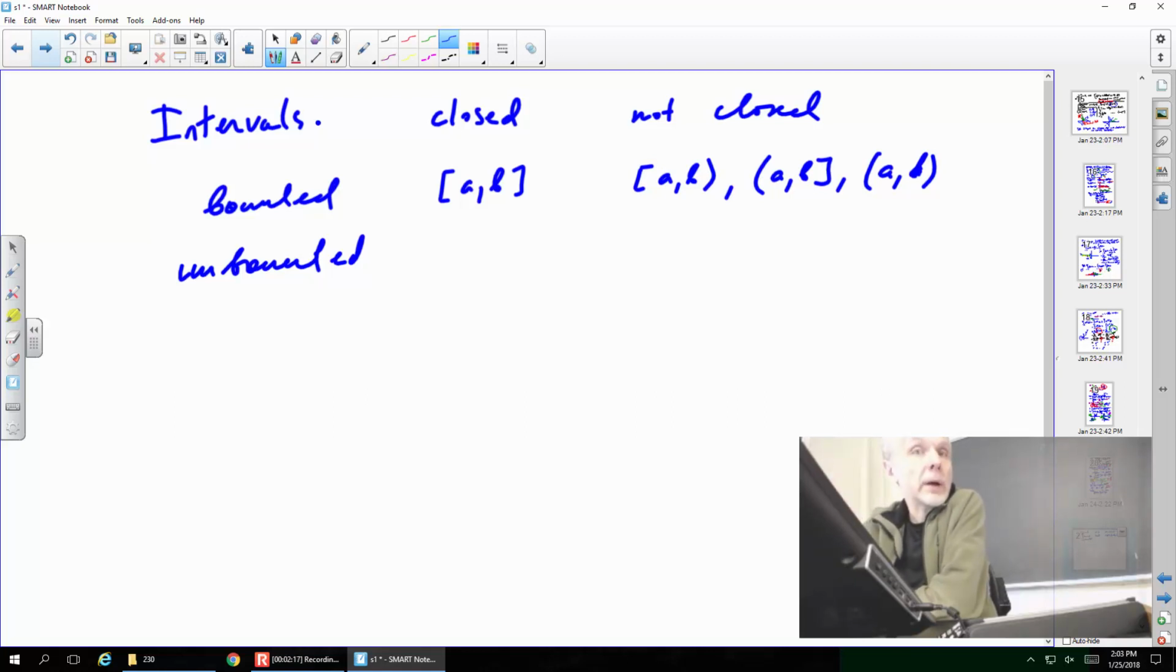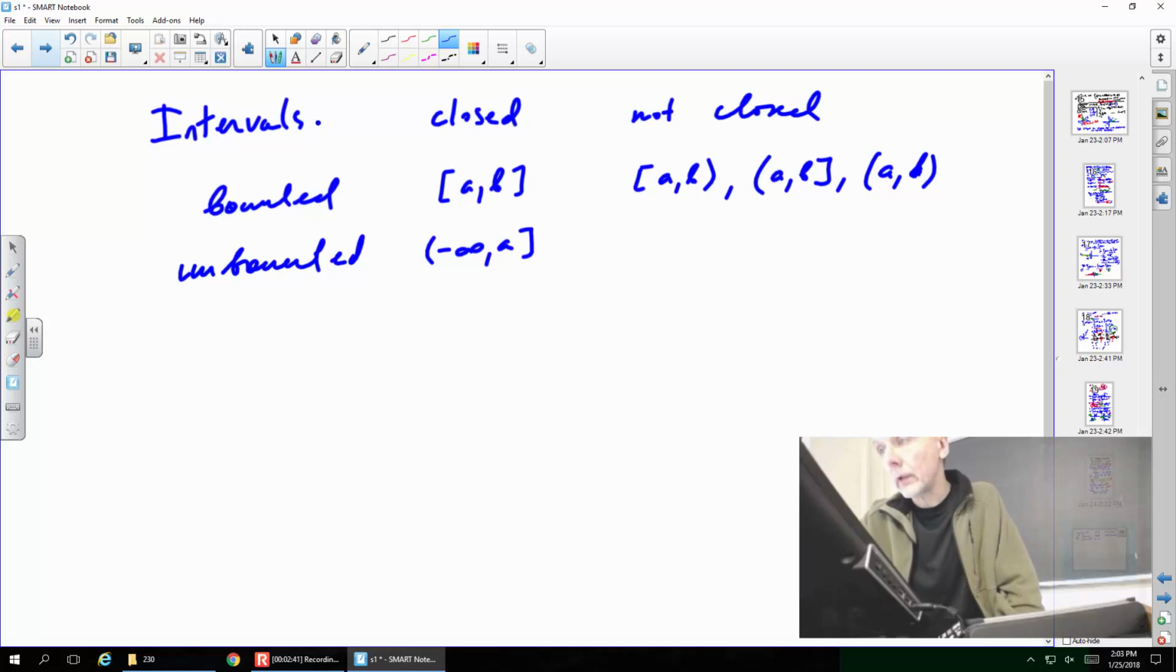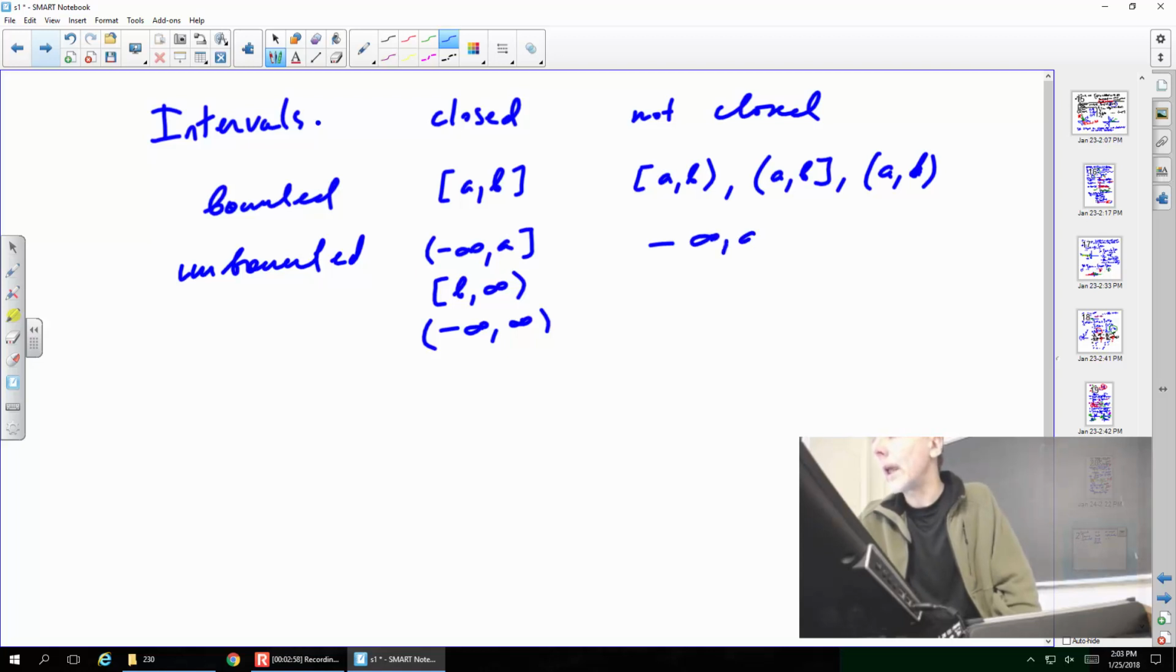And we are by now able to handle integrals over those intervals. That's what the last topic is about: how we integrate functions over those intervals. Unbounded ones could be negative infinity to A, including A, since they're closed, so it's included. And secondly, B to infinity, as well as negative infinity to infinity. So these are closed, and then unbounded, not closed is negative infinity to A, and B to infinity.